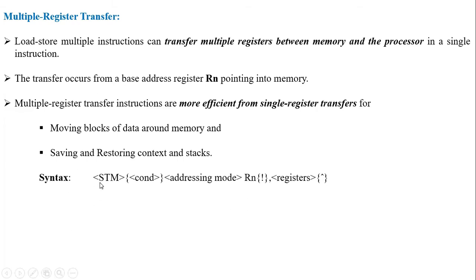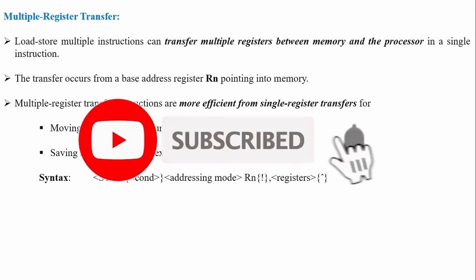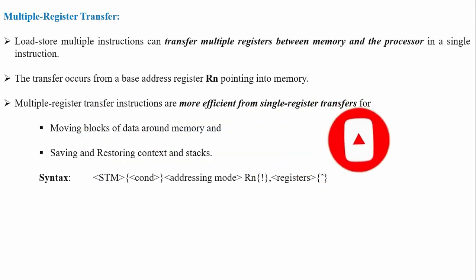In the store instruction we have the instruction called STM, store multiple register. STM is followed by the condition, followed by the addressing mode. Under addressing modes we have mainly four addressing modes with respect to multiple register transfer instructions. That is IA, increment after, IB, increment before, then DA, decrement after, then DB, decrement before. Then, after the addressing mode, we have Rn, the base register that points to a memory location.